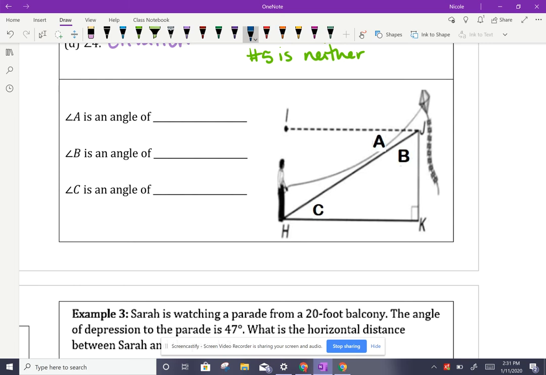We have angle A. So angle A from the kite looking straight out and then looking down would be depression. Angle B is up against this line K and JH. There is no straight line looking straight out, so it is neither. And angle C, you've got the straight line at the bottom and then it's moving up, so that is elevation.